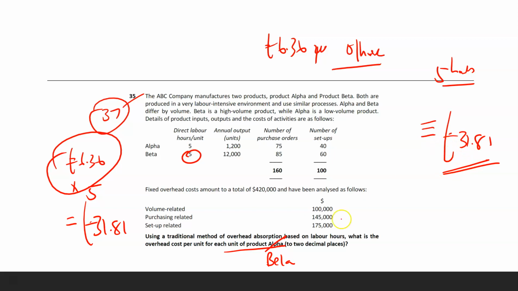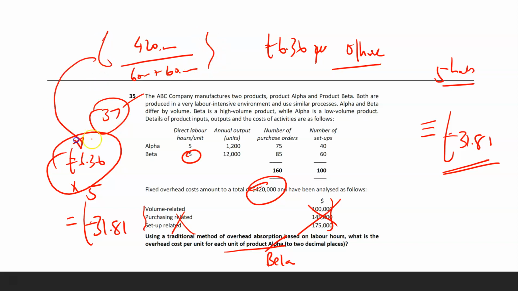So exactly everything I've done, because you see it says traditional, so I'm not interested in this either. Not interested in any of this. I just need to take this thing, split it exactly the same way I've done it. 420 divided by the 6,000 plus the 60,000. And then get my OAR, which was this, and then multiply it by the number of hours. And I'm there.